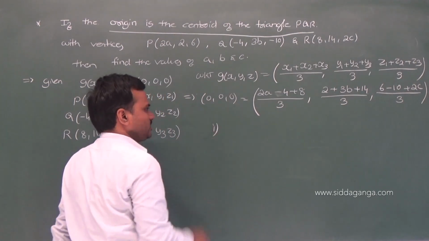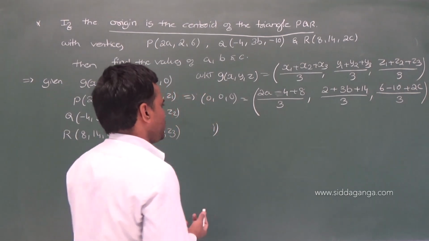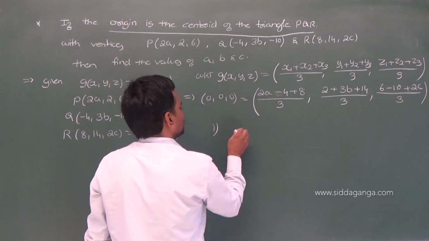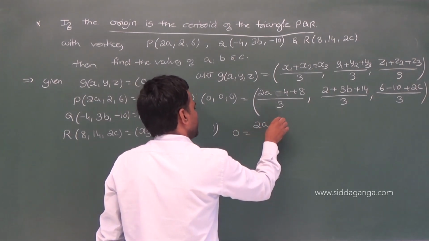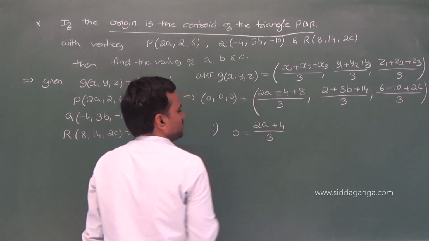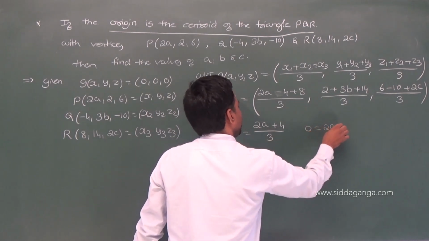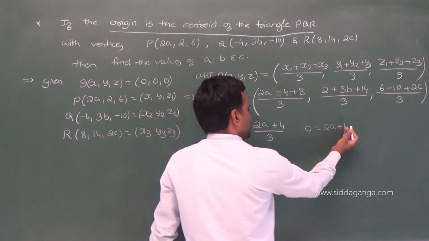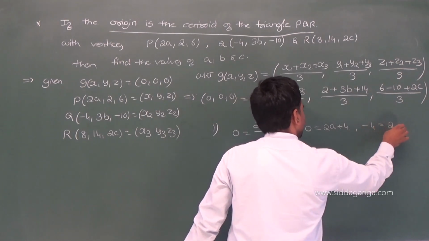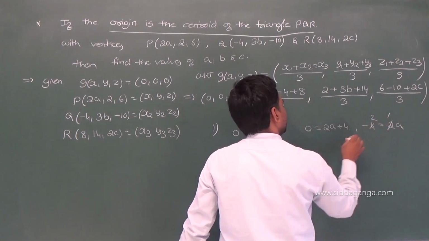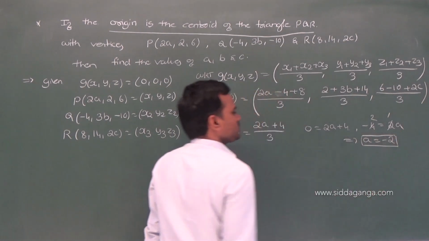First one, to find the values of a, b and c, first we equate x coordinates. 0 is equal to 2a minus 4 plus 8, it becomes plus 4, divided by 3. On cross multiplying, 0 into 3 is 0 is equal to 2a plus 4. Plus 4 we shift from right side to left side, it becomes minus 4 is equal to 2a. 2 ones are 2, 2 twos are 4. That implies the value of a is minus 2.